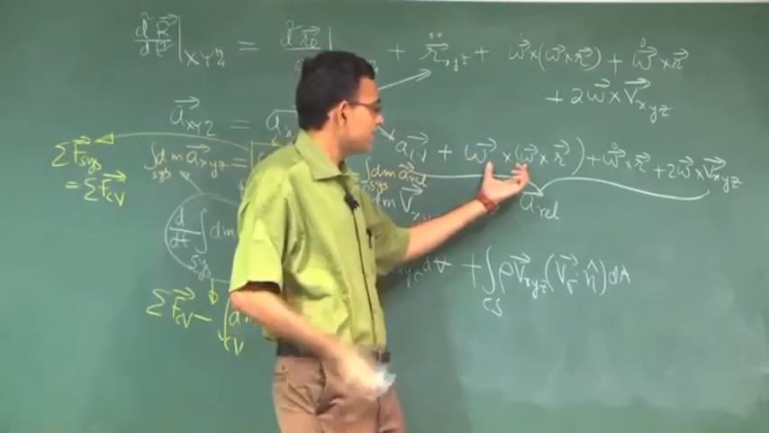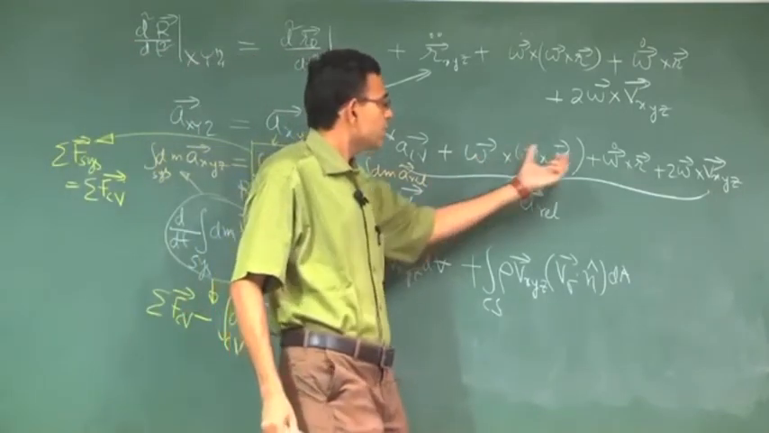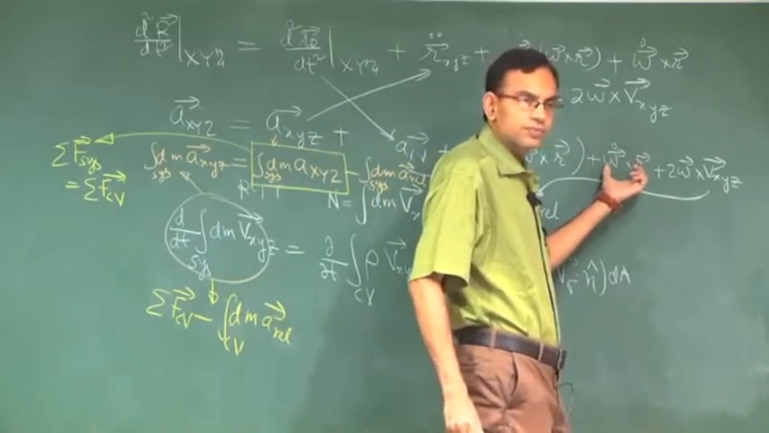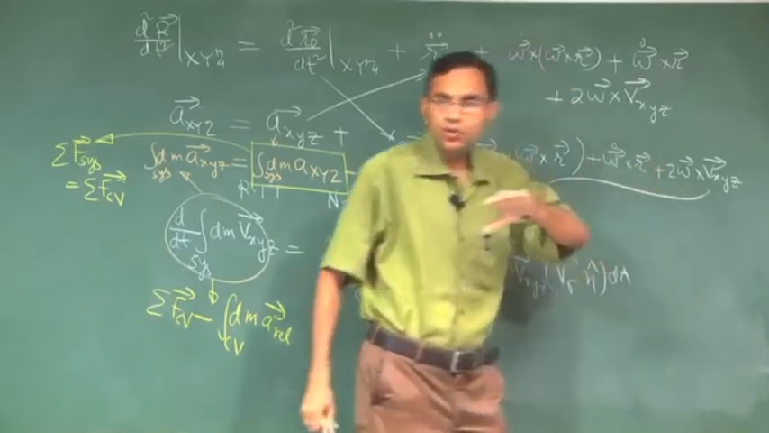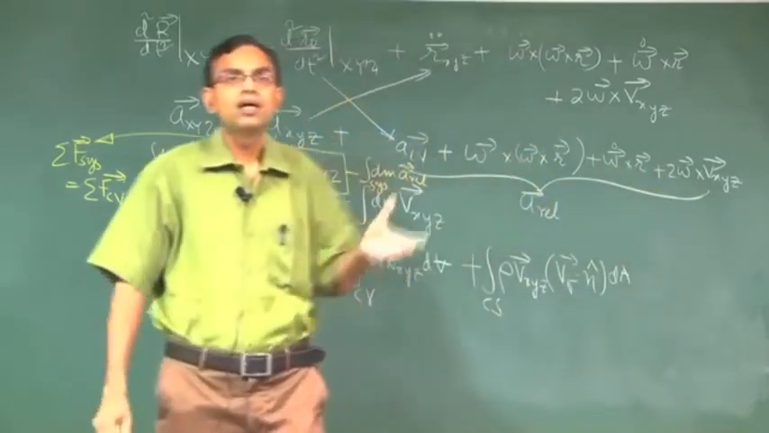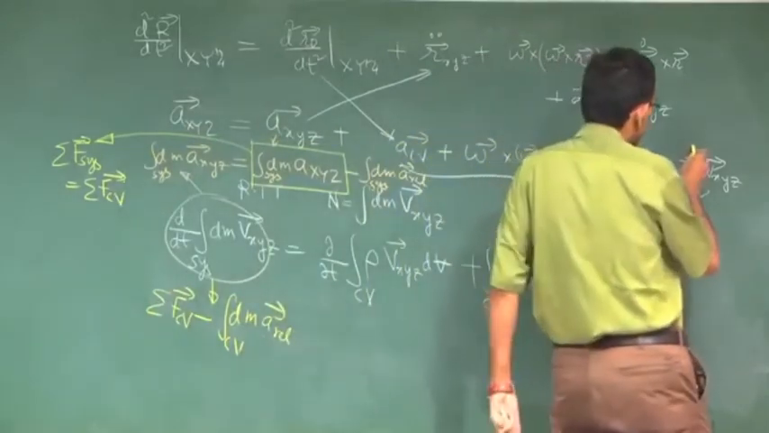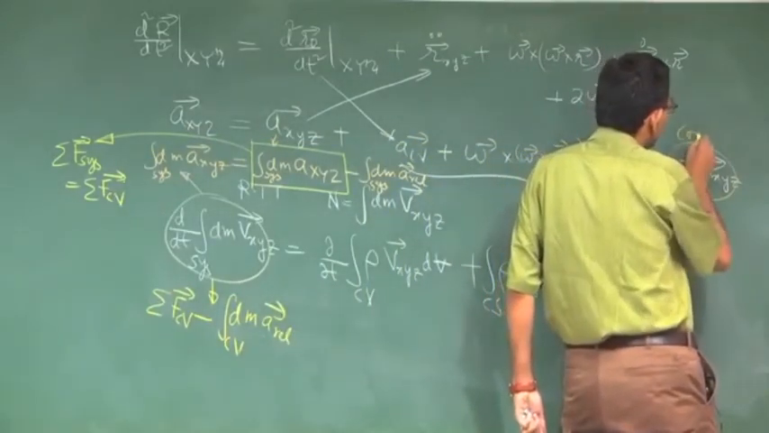The next one is called the Euler force. This is the force due to angular acceleration of the reference frame, and the final one is very interesting, it is called the Coriolis force.